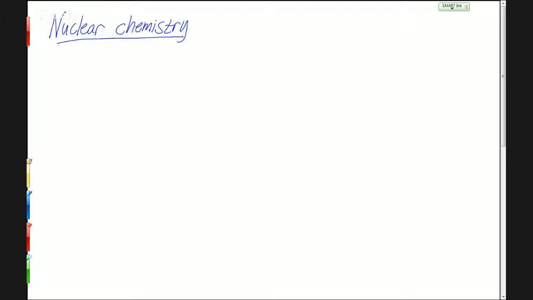But nuclear chemistry is actually broader than just that. We are going to talk about that. That's called fission. But it's a little broader than that, because it actually encompasses all the chemistry of the nucleus. That's where that nuclear comes from. And of course, the nucleus is the protons and neutrons.